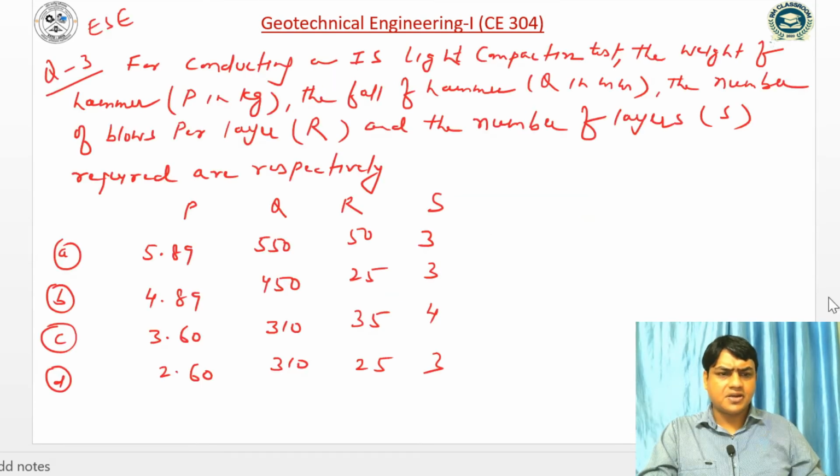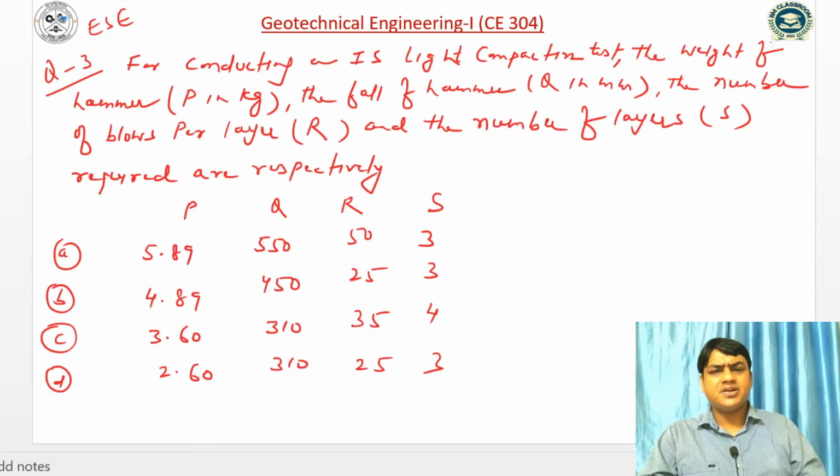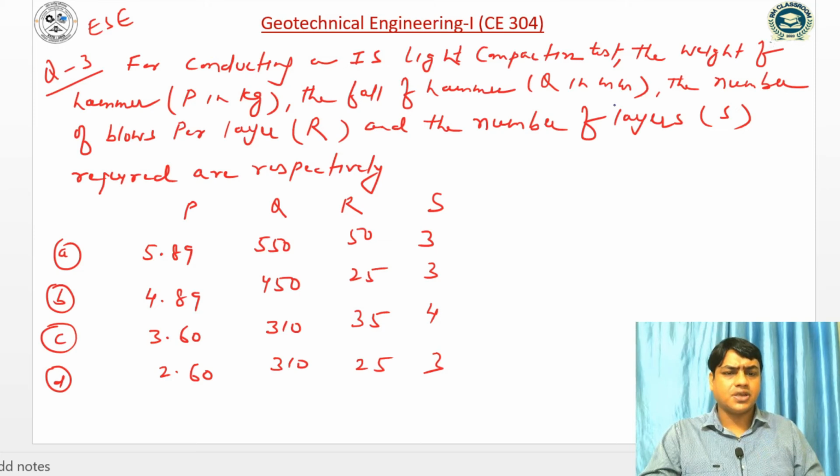So let us take another problem. For conducting an Indian standard light compaction test, the weight of hammer denoted by P, the height of fall by Q, the number of blows per layer R, and the number of layers S required are respectively. For option A, the weight of hammer is 5.89, height of fall is 550, number of blows 50, and number of layers 3. In no case have we seen that the number of blows is 50, so this option is not correct.